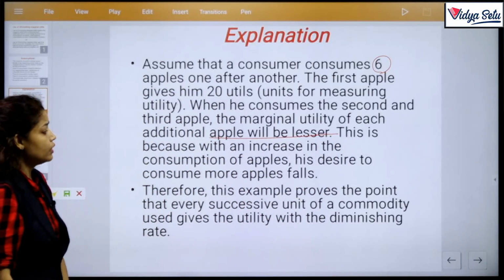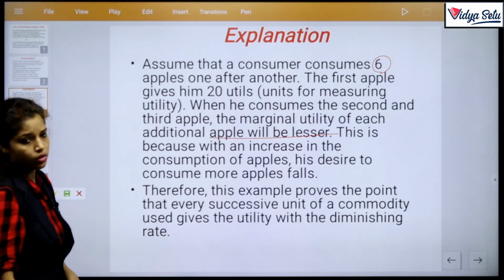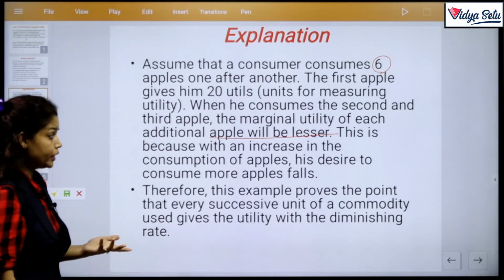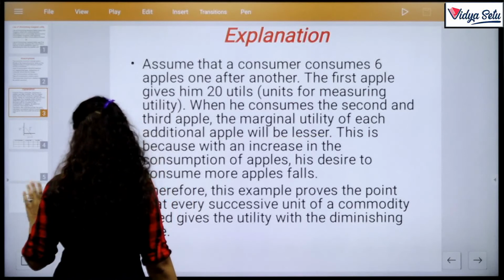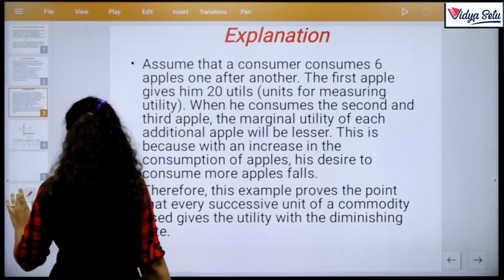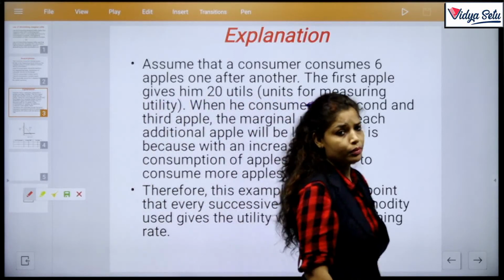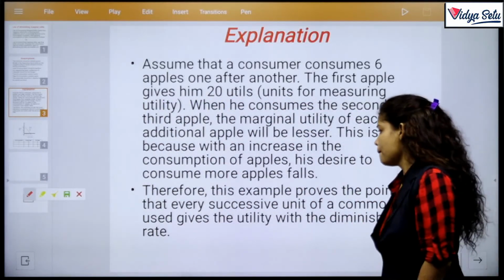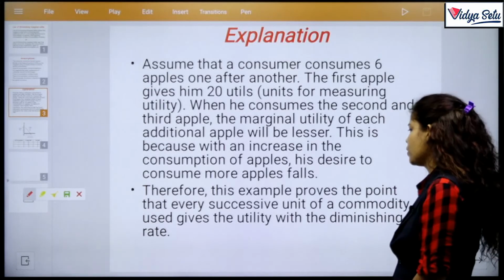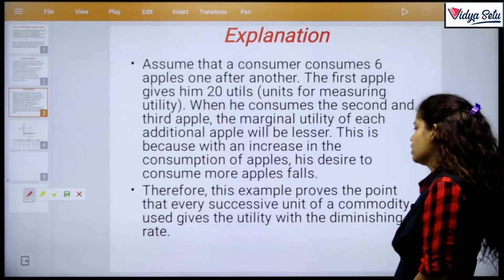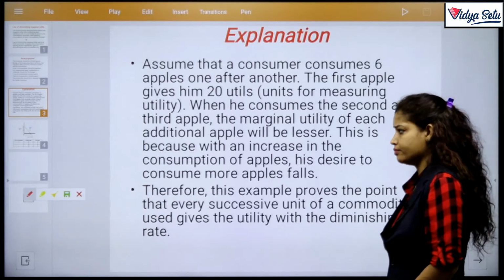This is because with an increase in the consumption of apples, his desire to consume more apples falls. Human nature says that when a consumer increases his consumption, he will receive less satisfaction from the next unit. Therefore, this example proves the point that every successive unit of a commodity used gives utility at a diminishing rate.